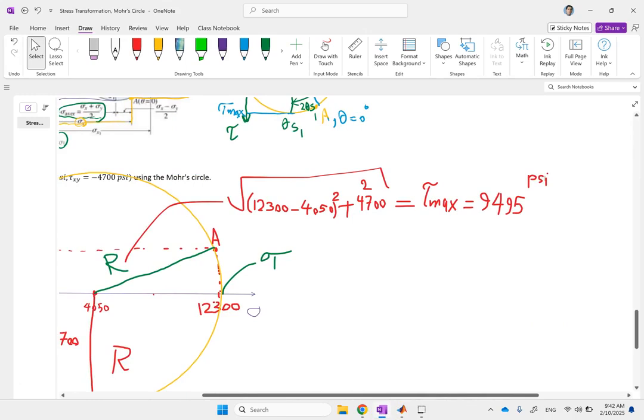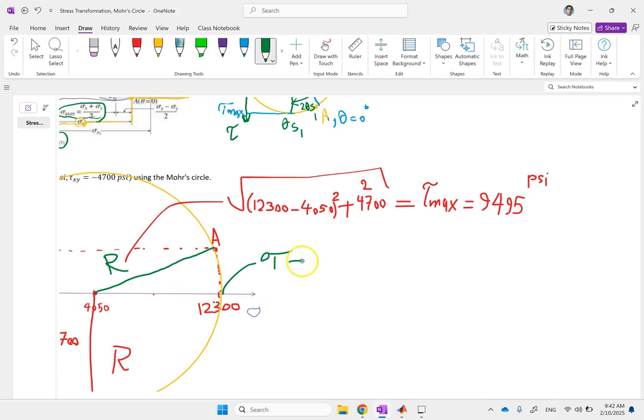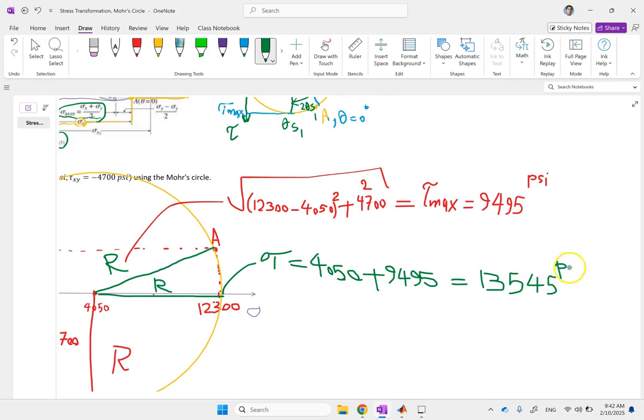And now all I need for sigma 1 is to say sigma 1 is literally sigma average, correct? Because remember, this distance is also r. So all I need is to add that to 4,050, the average sigma. Just need to add that 94.95 to it, and that should give me that 13,000 number that we found. You can see it is going to be 13,545 psi, and that is the same number as before.